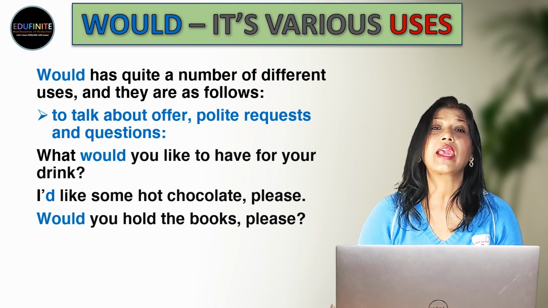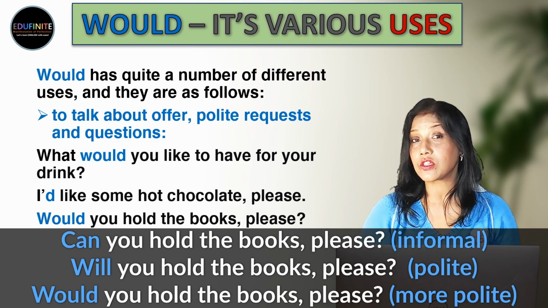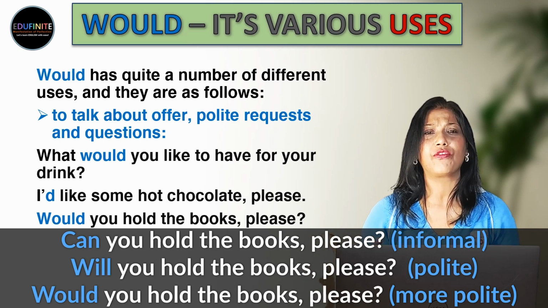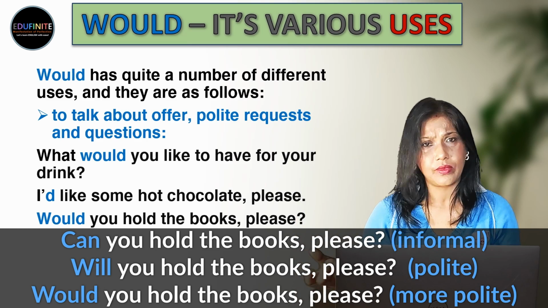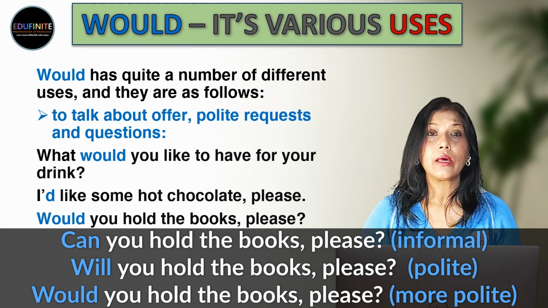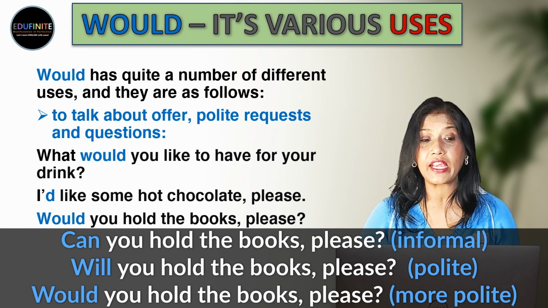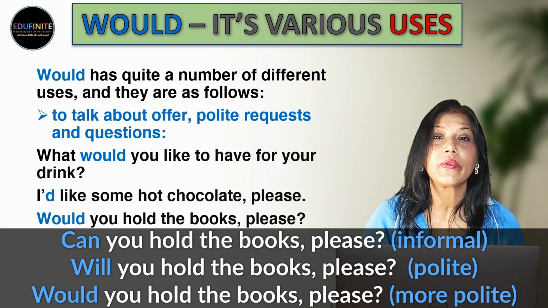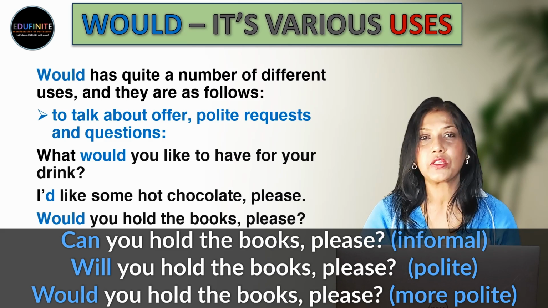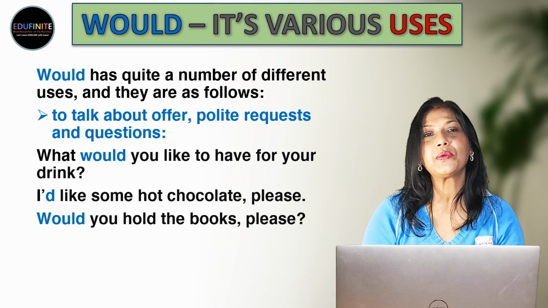Now, suppose I say, can you hold the books, please? That's not very polite. You can tell your friends, can you hold the book, please? That's an informal way of saying. But if you say, will you hold the books, please? That's also a polite way. But a more polite way would be, would you hold the books, please? So if you want to be very polite with someone, we use the word would.